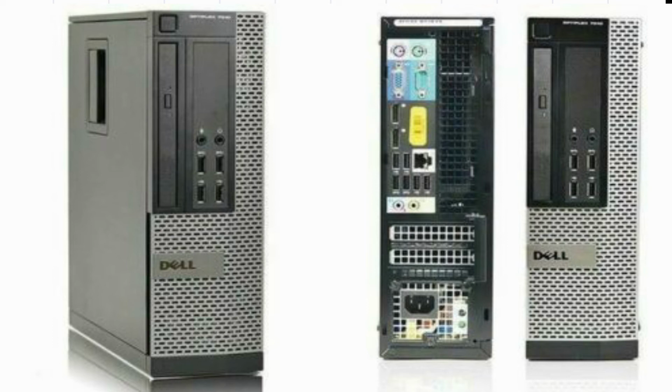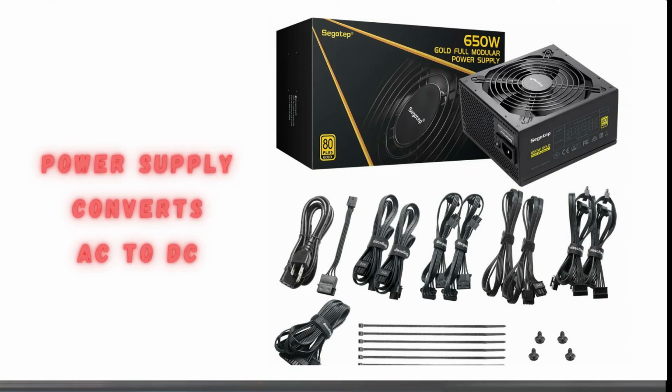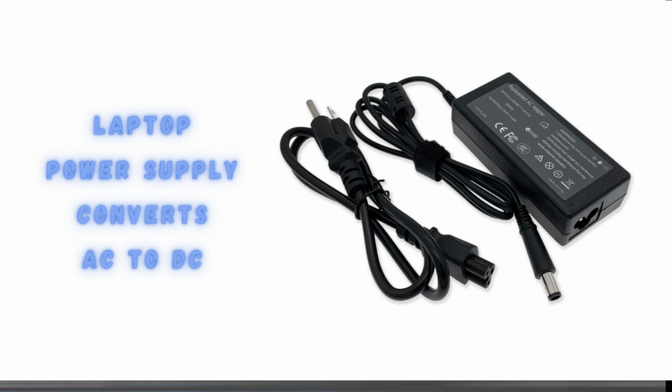Now to have a computer working, you need power. Computer uses DC power. However, the power supply is the component, the piece of hardware, that converts AC to DC. AC is the electrical current that is being converted into DC. Which part does that for you? The conversion is done through the power supply. Power supply converts AC to DC.